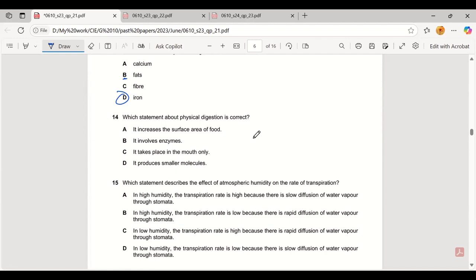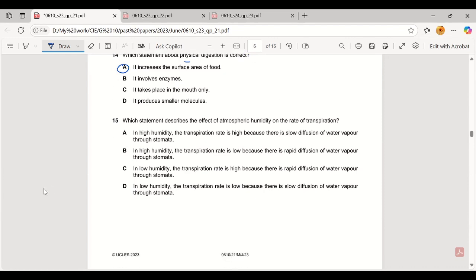Which statement about physical digestion is correct? Yes, Michelle. A. A, of course. Physical is the same as mechanical digestion, guys, like for example chewing and things like that. Which statement describes the effect of atmospheric humidity on the rate of transpiration? Anud? C. Yes, very good.